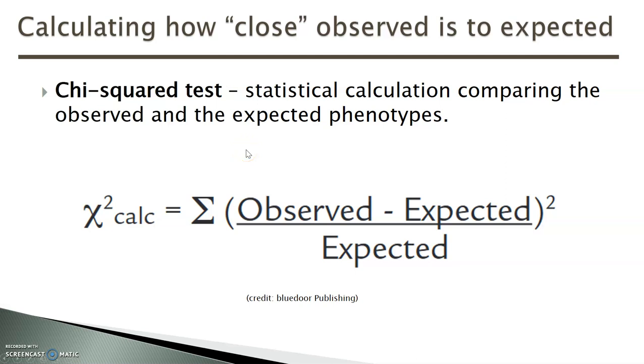So after determining the probability, again, how likely is it for an event to occur? One of the things we need to do is determine if that probability actually matches real life. And that is why we have to use what's called the chi-square test.